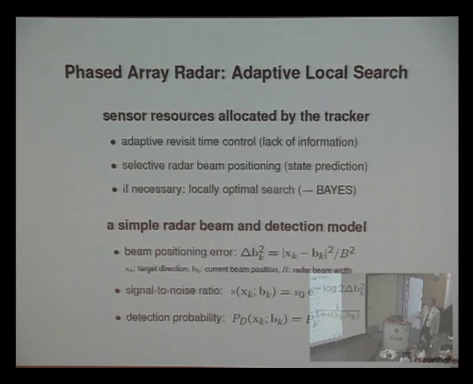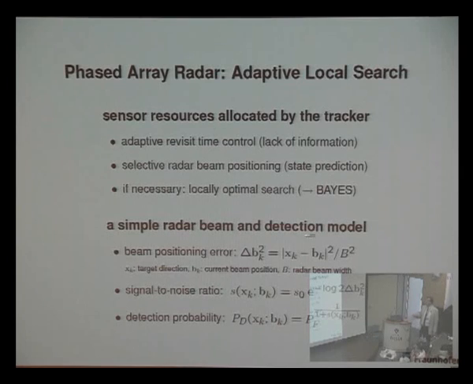So let us sum up. The sensor resources are allocated by the tracker. The tracker has to calculate adaptively the next revisit time, depending on the lack of information it has. We have to select the next beam positioning, and if necessary, we have to do local search. We can do this, and we can only do this, if we formulate a model, and this model has to be incorporated into the tracking algorithms. And for a phased array radar, for a pencil beam radar, this is a good model.